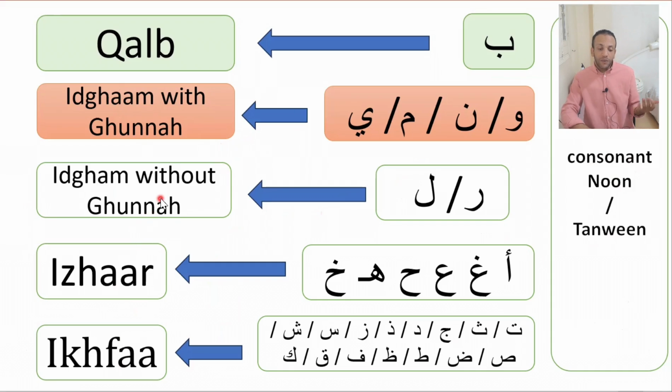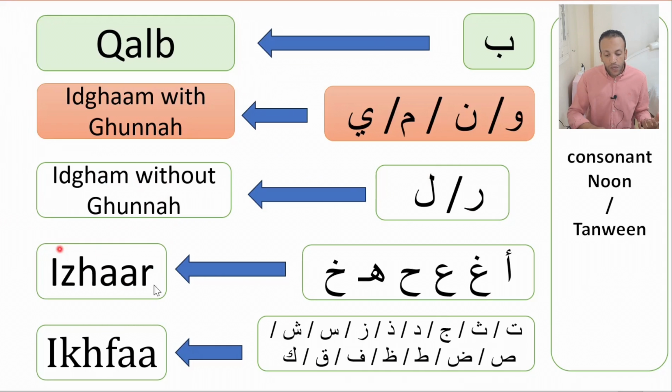I need to tell you that Idgham with Ghunnah is the rule that takes more time, that you need to practice more. But the other following rules are very easy to apply, so you will not have any difficulty. Idgham, we have one rule, it is Idgham without Ghunnah. So we will do Idgham only, and it has only 2 letters.